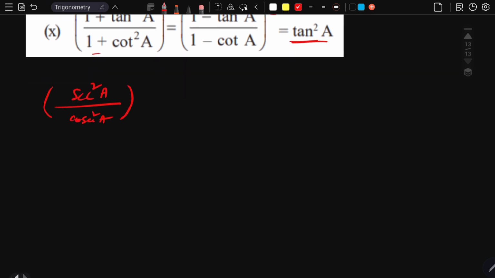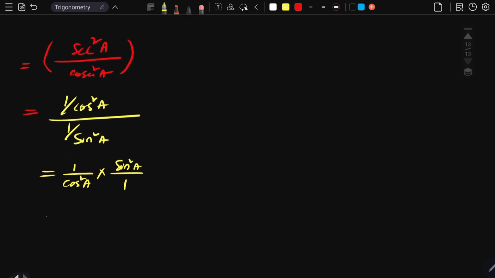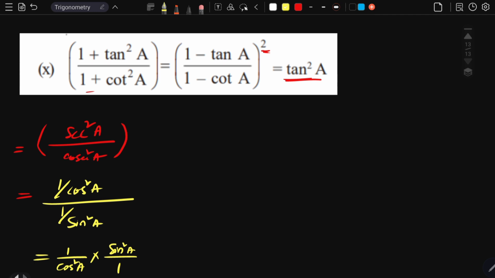Okay. So this secant square a I'll write as 1 by cos square a. In the denominator, cosecant square a we write as 1 by sin square a. So numerator and denominator, again we write as reciprocals. 1 by cos square a multiplied by sin square a divided by 1. In the numerator 1 into sin square a gives sin square a, in the denominator 1 into cos square a gives cos square a. Both together I can write as tan square a. So we have got tan square a for the first condition.